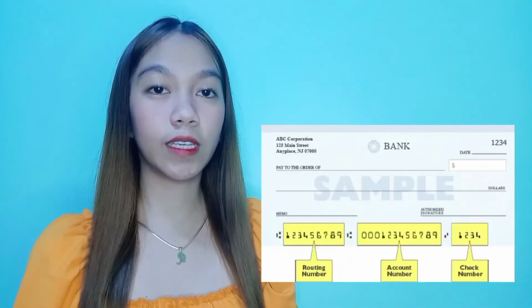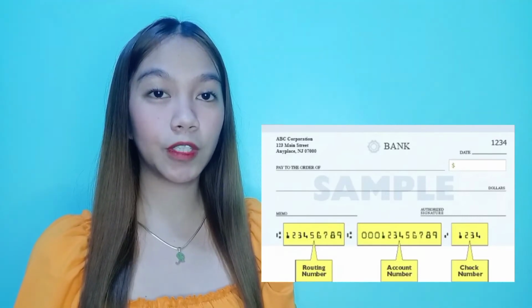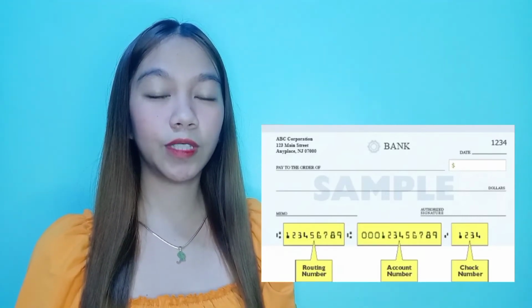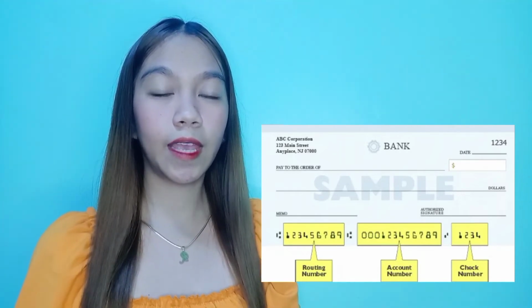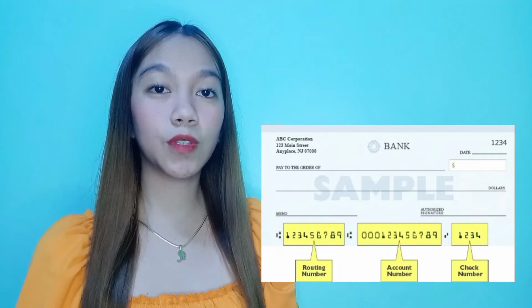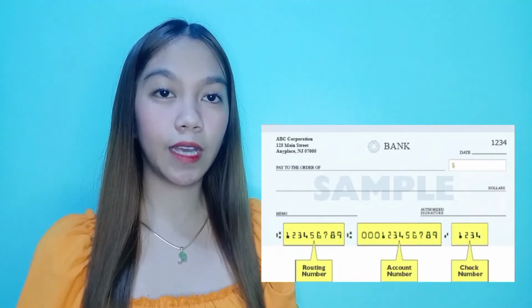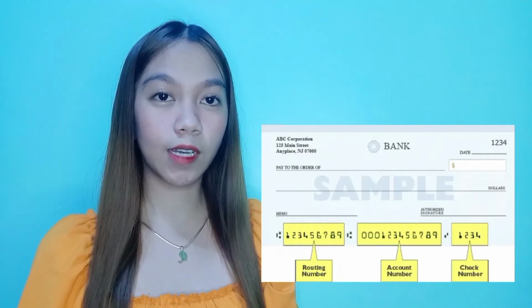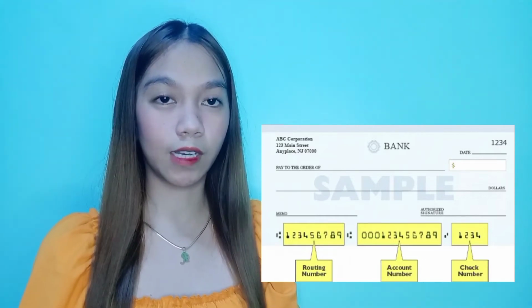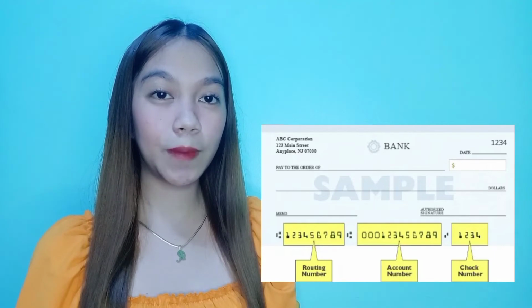Next is e-check, a digital version of a paper check, also known as electronic check, online check, internet check, and direct debit. E-check uses the Automated Clearing House, or ACH, to direct debit from a customer's checking account into the merchant's business bank account with the help of a payments processor.